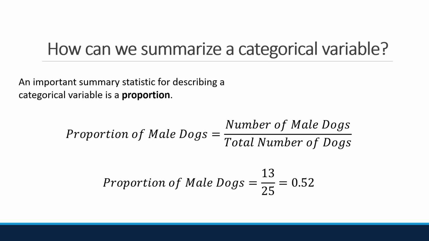Notice here that sex was a dichotomous variable. We're not restricted to calculating proportions for dichotomous variables. We could also look at the proportion for each of the breeds. The information in a proportion can also be written as a percentage. We could say 52% of the dogs are male. Also notice that since 52% of the dogs are male, we know that 48% of the dogs are female. Or in other words, 48% of the dogs are not male.